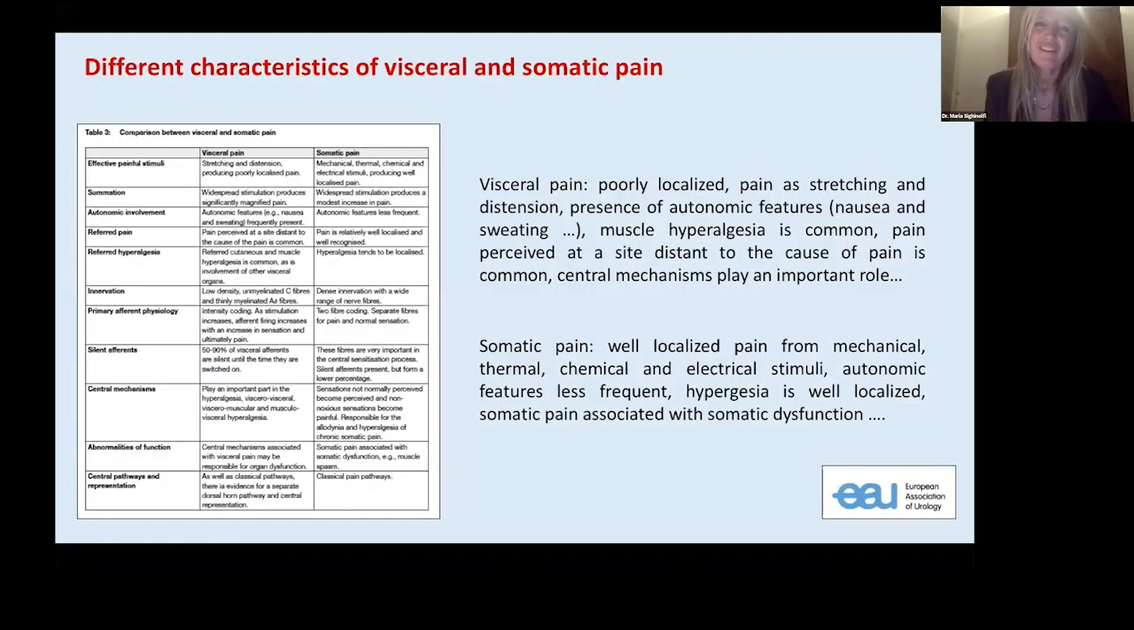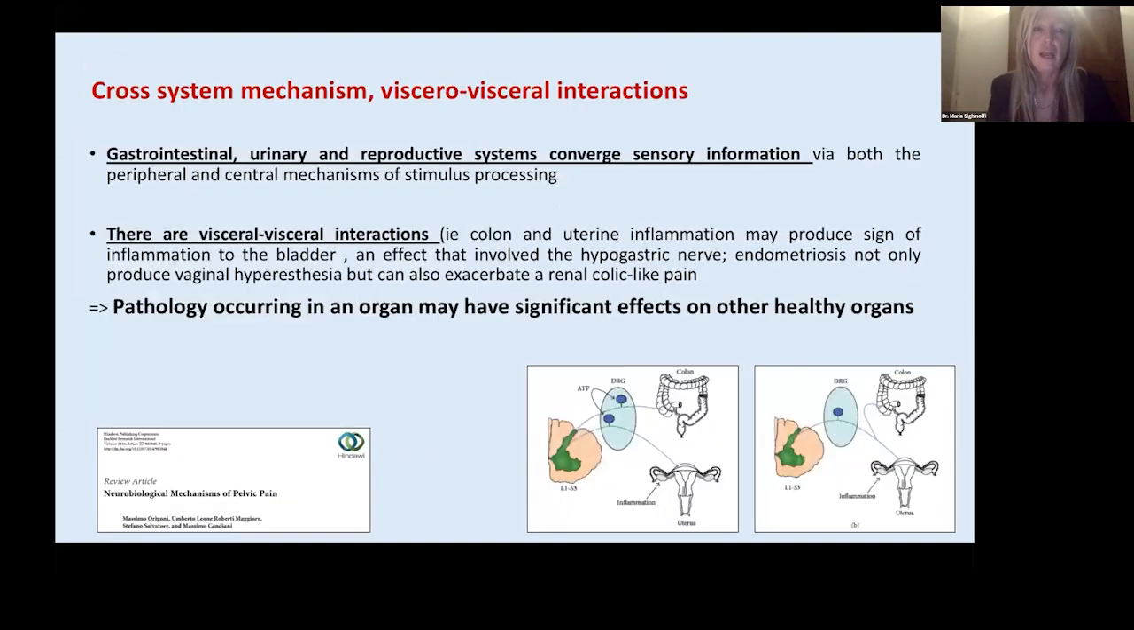There are different characteristics of visceral and somatic pain. Visceral pain, we know, is poorly localized. It is felt as stretching and distension. Autonomic features such as nausea and sweating may occur. Muscle hyperalgesia is common in visceral pain, and pain can also be perceived at a site distant from the cause of pain. Whereas somatic pain is different. It is well localized pain from mechanical, thermal, chemical, and electrical stimuli, and autonomic features are less frequent. Hyperalgesia is well localized, so there are different characteristics of these two kinds of pain.